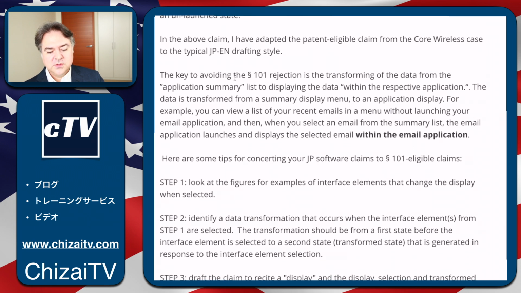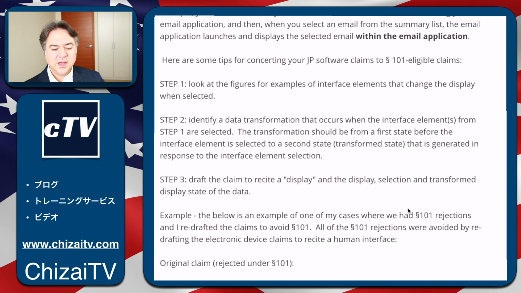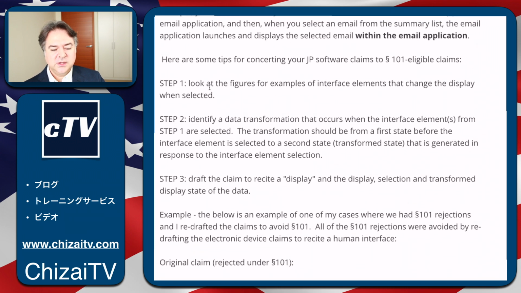Okay. So as I was saying before, the key to avoiding the one-to-one rejection is the transforming of the data from the application summary list to displaying the data within the respective application. The data is transformed from a summary display menu to an application display. For example, you can view a list of your recent emails in a menu without launching your email application, and then when you select an email from the summary list, the email application launches and displays the selected email within the email application.